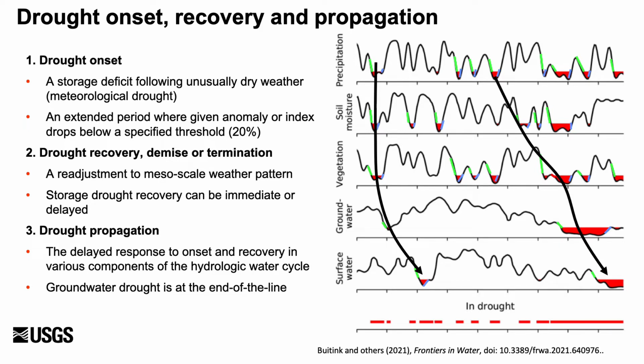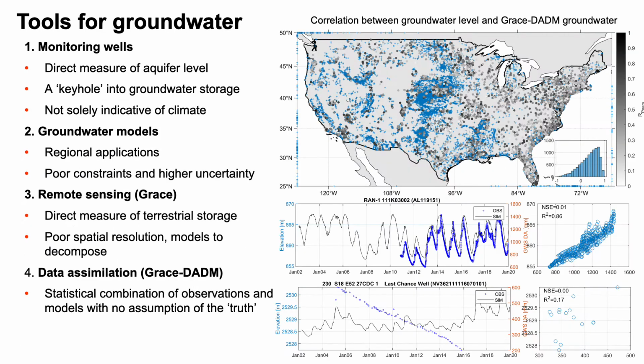A last note on this figure: while drought events are by definition extreme events, drought occurrence across the entire hydrological system is a relatively common feature, noted by that red line on the bottom. Some components are almost always in drought regardless of the others.